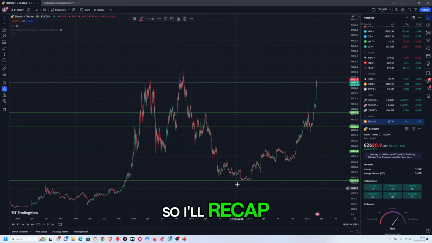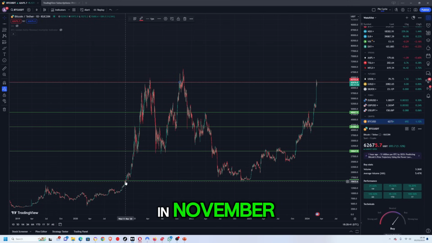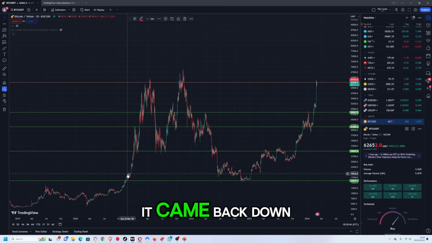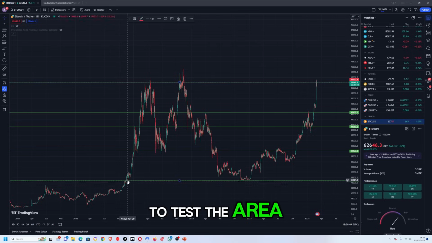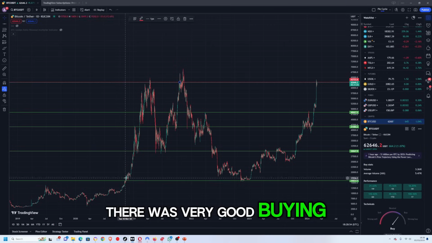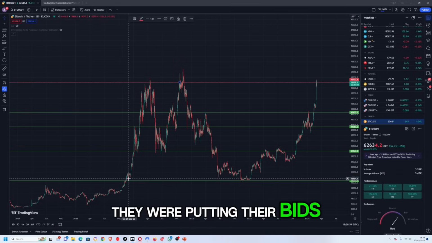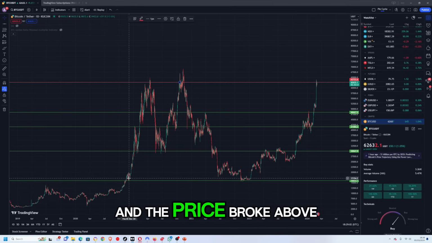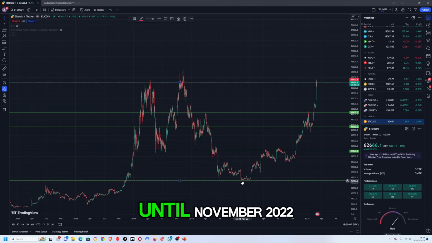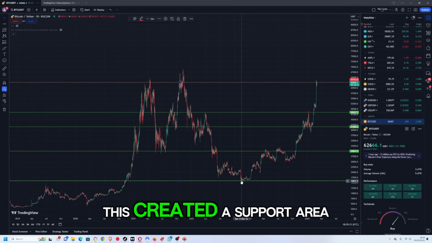So I'll recap. This area is support because as we can see back in November 2020, the price had broken above this area. It came back down to test the area and then it bounced back up, meaning there was very good buying pressure in this area, in this zone. People were interested. They were putting their bids. They were interested in buying in this zone and the price broke above. And then it never reached this area until when? Until November 2022, 2 years later. This created a support area.